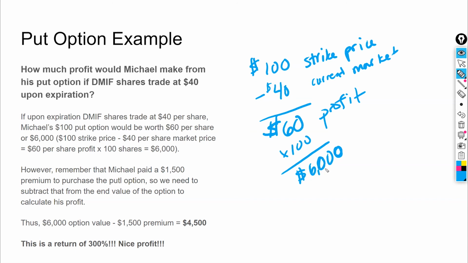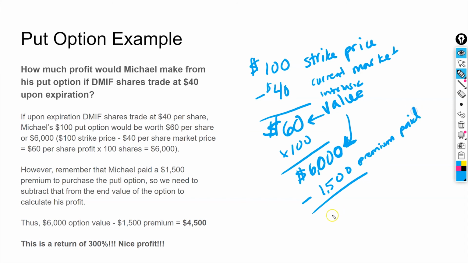That's how much profit you would have from your, well, not profit, sorry. We got to remember, we should use the word value. So this is the intrinsic value, right? The intrinsic value of that option is 60, or $6,000 for the entire contract. Now we got to subtract out the $1,500 in premium we paid to get to our profit. So $4,500 in profit, not too shabby. And that would be an ROI, a return on our investment of $1,500, of 300%, right?